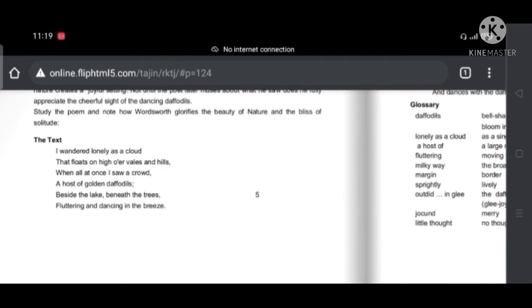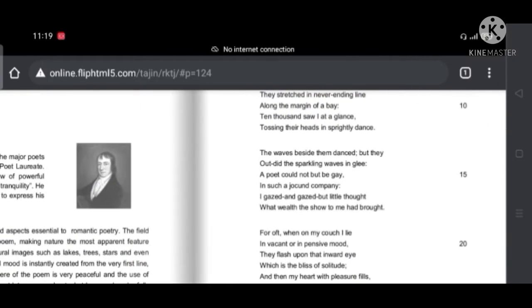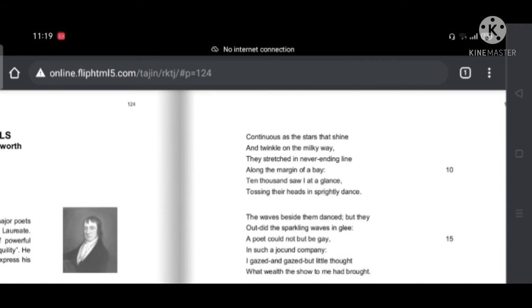So he is just beside the lake and beneath the trees. Meaning the daffodils are beside the lake and beneath the trees, fluttering and dancing. With the breeze that is coming through the wind, the flowers are just dancing in the breeze. Breeze is the silent wind that is flowing in one direction. It obviously happens in summer evenings. You enjoy a lot sitting outside in the breeze. So this is what the poet is experiencing right now.